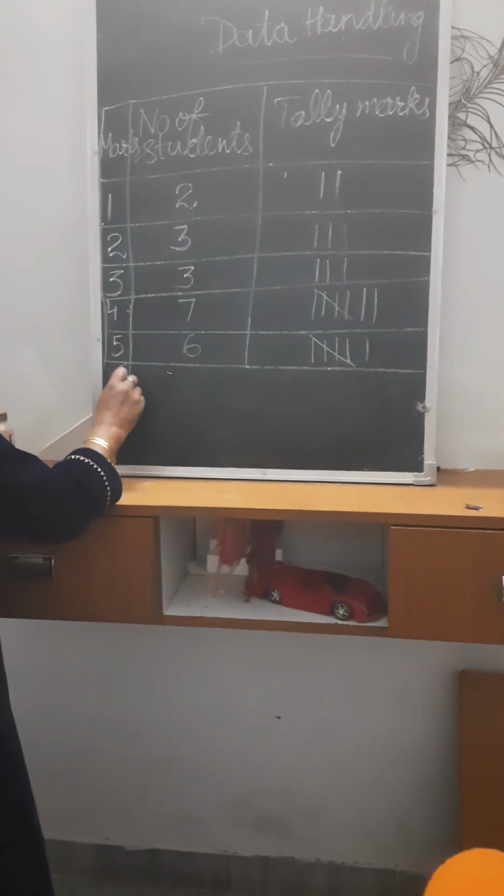Now next number 6. So 6 marks. 6 marks are obtained by how many students? Let us see. 1, then 2, then this one 3, 4, 5, 6. Again 6, 7. So it means 6 marks is repeated 7 times. 1, 2, 3, 4, this is 5, 6, 7.